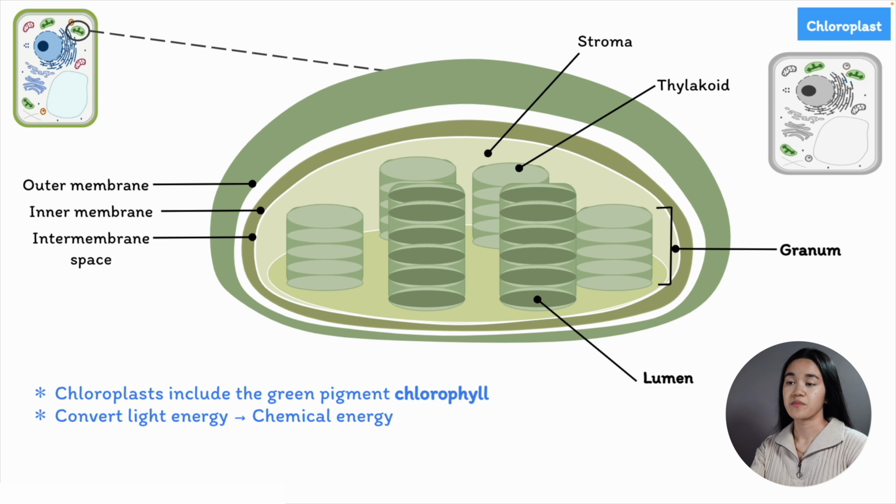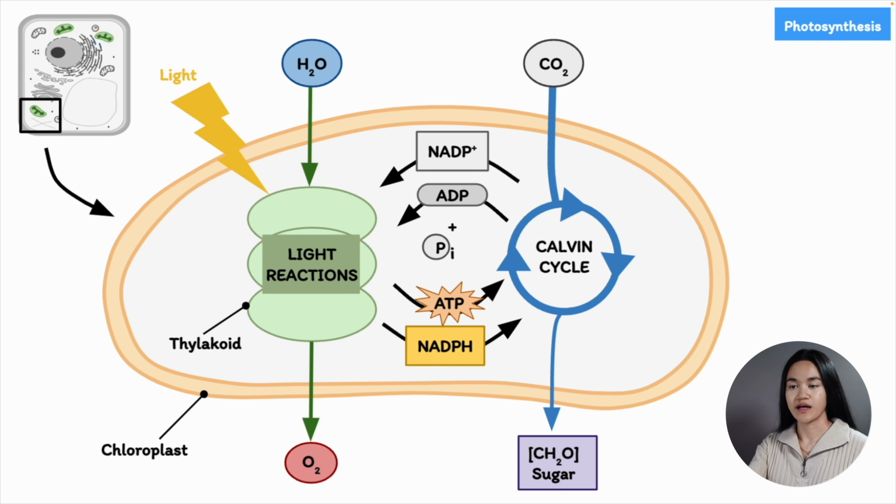Looking at this, the membranes divide the chloroplast into compartments: the intermembrane space, the stroma, and the thylakoid space. This organization allows the chloroplast to convert light energy to chemical energy. Different reactions occur in the different parts of the chloroplast. We can divide photosynthesis into two stages: the light-dependent reactions, this is the photo part of photosynthesis, and the Calvin cycle, this is the synthesis part.